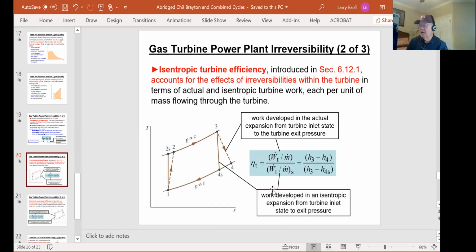So here's a graph that I've been wanting to get to. This is what I'd expect you to draw if I ask you for the TS diagram of a Brayton cycle.